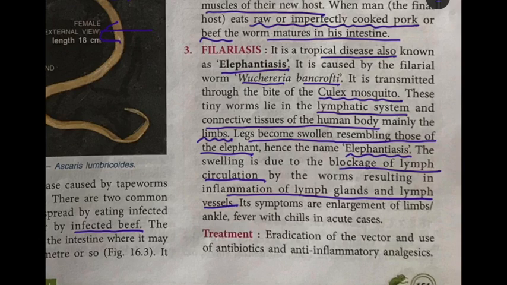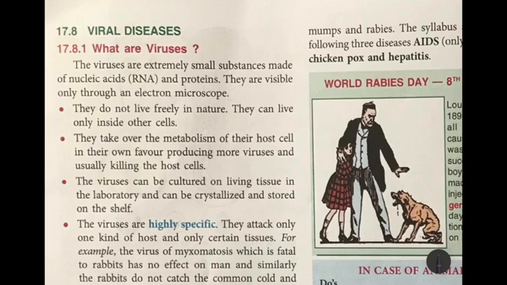So its symptoms are enlargement of limbs, ankle, and fever with chills in acute cases. With chills means the person trembles. Okay, now what is the treatment? Eradication of the vector. The Culex mosquito is the vector, and using antibiotics and anti-inflammatory analgesics.